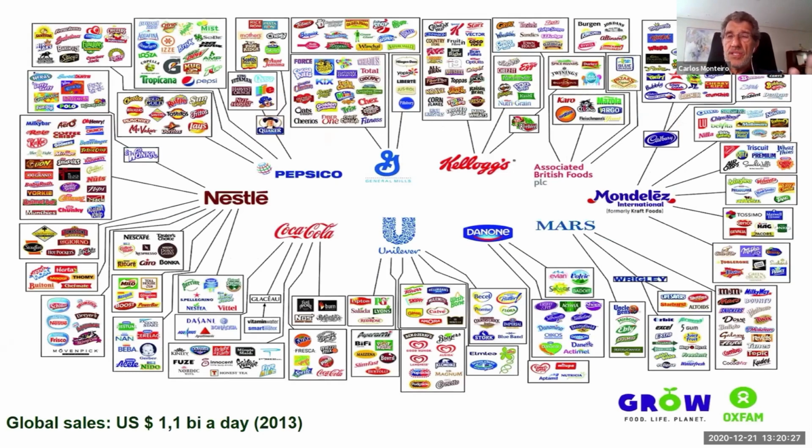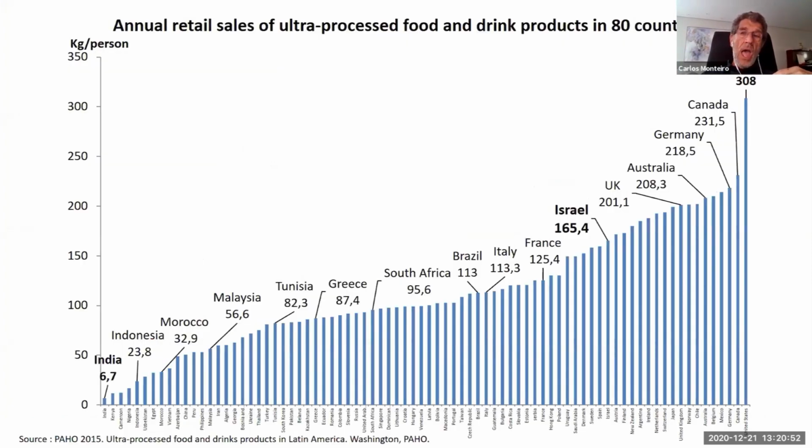Another important feature of ultra-processed food is the fact that their market is controlled by powerful transnational corporations. So these 10 companies, for instance, that produce ultra-processed food all over the world, the sales of these companies per day amount to more than $1 billion. And why is this important? Because this makes clear the power of this industry that produces ultra-processed food to make their products be consumed by consumers.